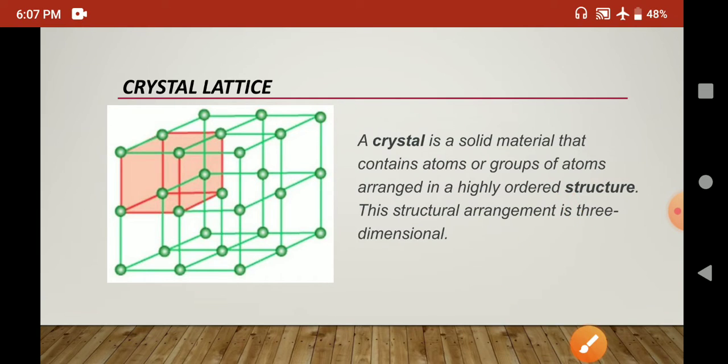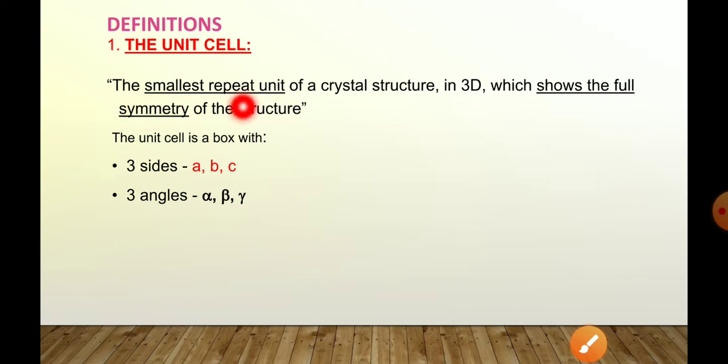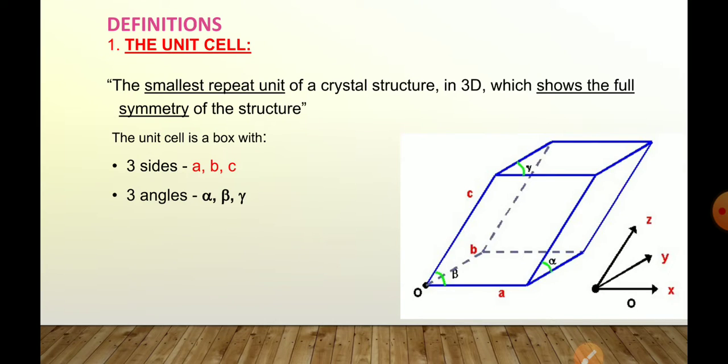Then what is a unit cell? A unit cell is the smallest repeated unit of a crystal in three dimensions which shows the full symmetry of the structure. Important: the unit cell explains the symmetry of the crystal lattice. Whatever type of symmetry is observed in the unit cell, the same symmetry is observed in the big crystal also. That crystal is made up of the same unit cells. I'm considering a small unit cell. Don't concentrate on the shape of the unit cell. It may be in any shape.